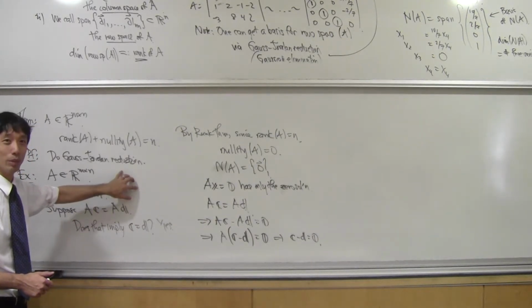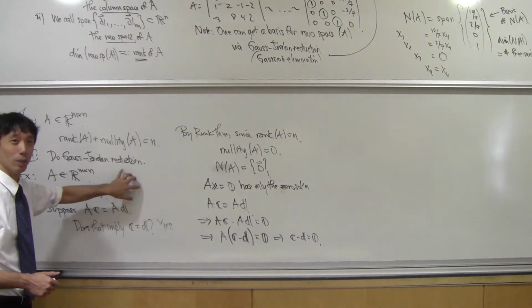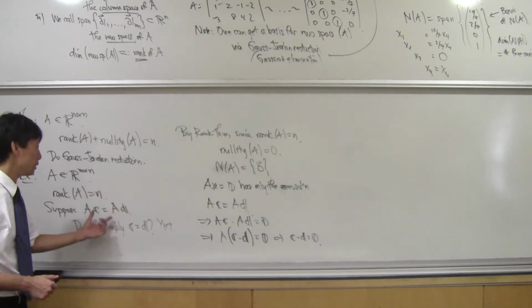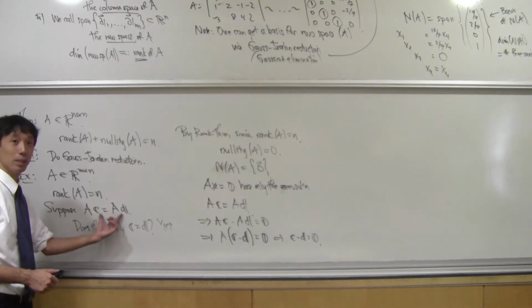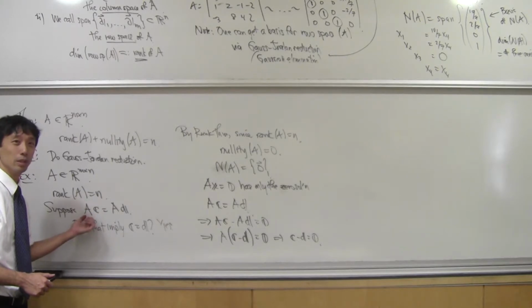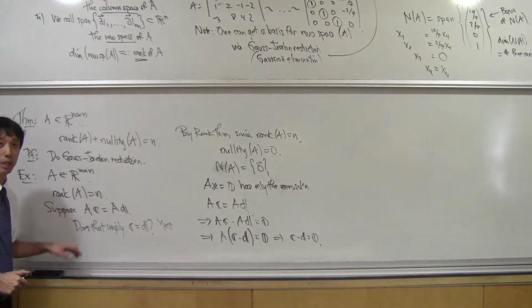You don't have any problem. The free variables would be 0, if you're talking about the homogeneous problem. Right? No, just AC equals AD. But this is sort of the same thing. This is saying that A times C minus D equals 0. That means that C minus D has to be 0. So you're not going to have any free variables.